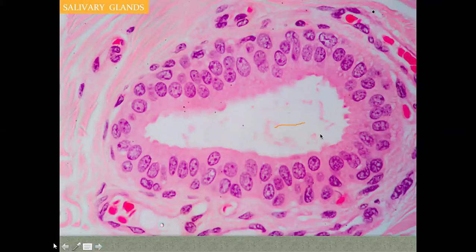Okay, so this is an example of a stratified cuboidal. You can see strata, layers of cells. The shapes of the cells are cuboidal. So this is seen in the salivary glands.